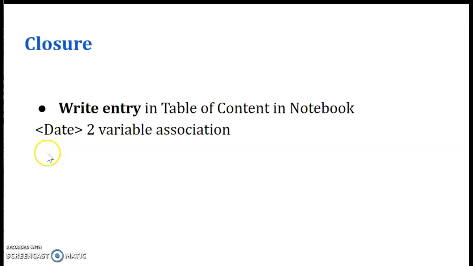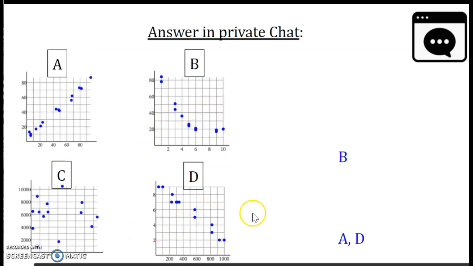So at the end of the class, please write down today's date. We did two variable association. I'm sorry, we actually did this private chat as well.